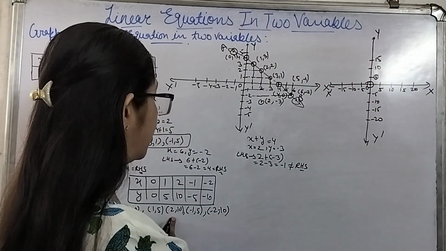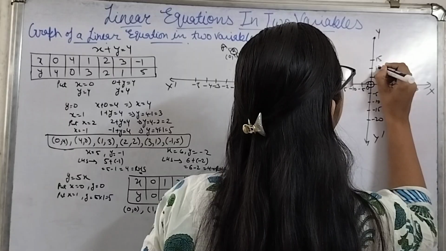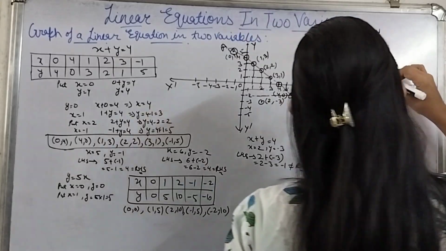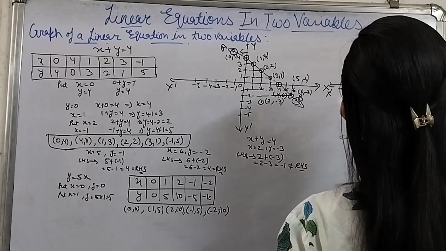If your x is 2, y is 10. If x is 2, y is 10, that means it will lie somewhere here. So your graph will be like this. This will be the graph.